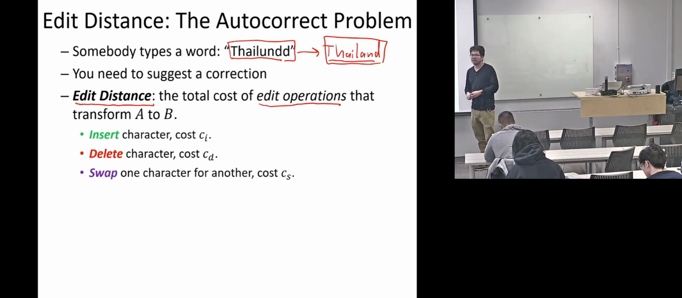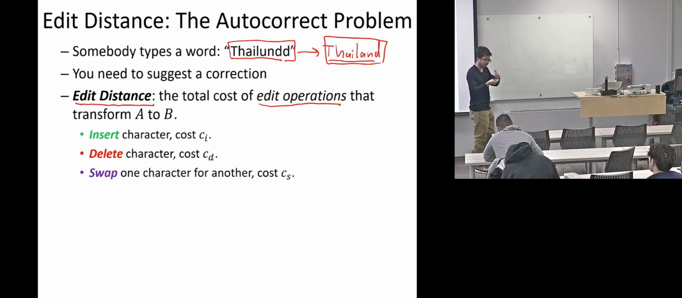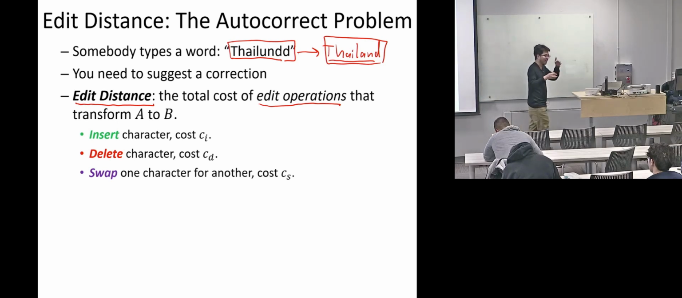And let's say that maybe the cost of inserting a character is CI, the cost for deleting a character is CD, and the cost for swapping some character to another is CS. Okay? So suppose that each operation has different costs.